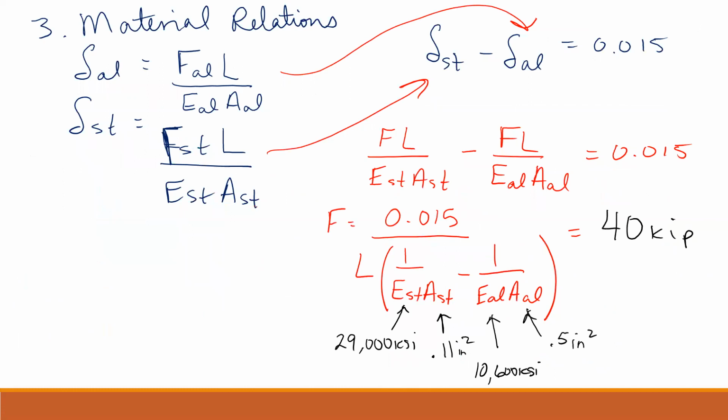So 40,000 pounds. Suffice to say, I cannot do that with my fingers. Once it's snug, I have a very hard time twisting it any farther without the use of some pretty strong tools. What's our L? 3 inches? Oh, thank you. Yeah, that should be 3 inches.